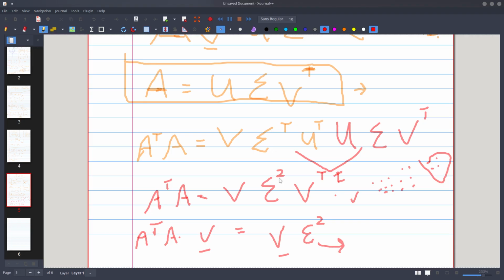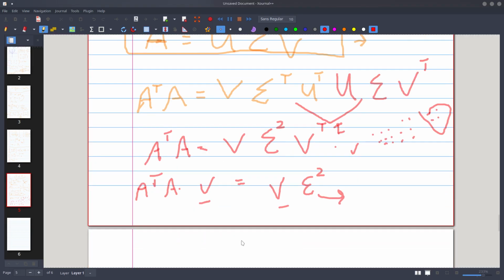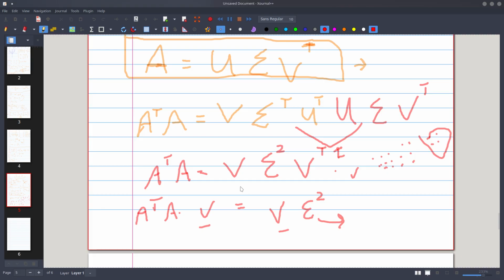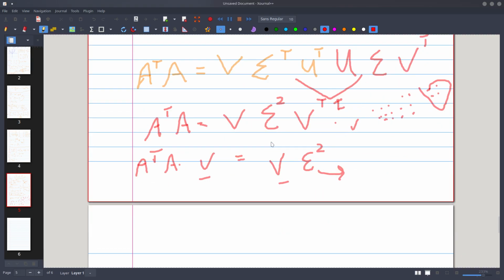Alright, so I think I should stop here, but the point is that this really is the perfect Q lambda Q transpose that we ended up with here, Q for this matrix, A transpose A. But I want to go on now to linear transformations.